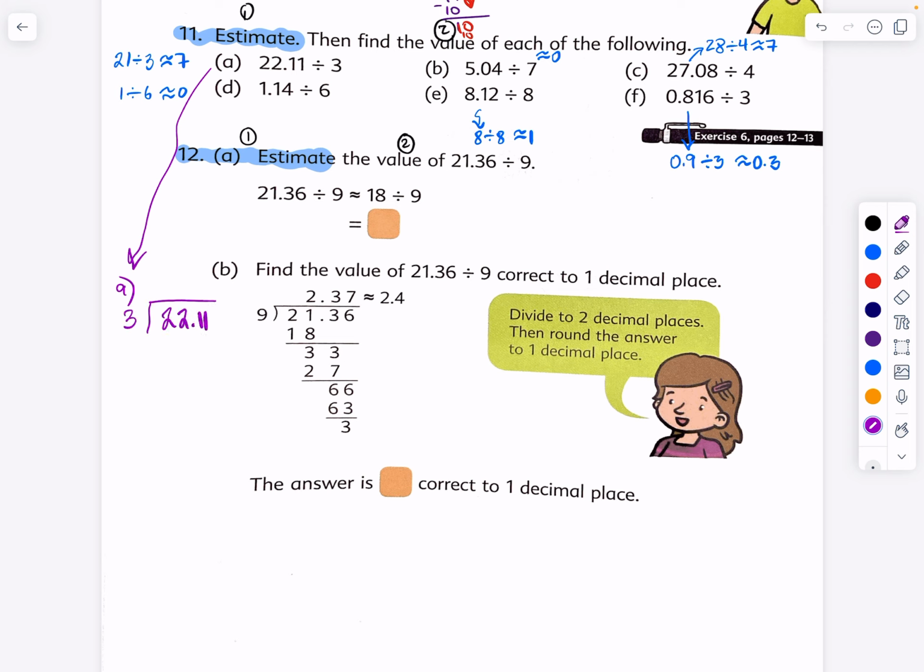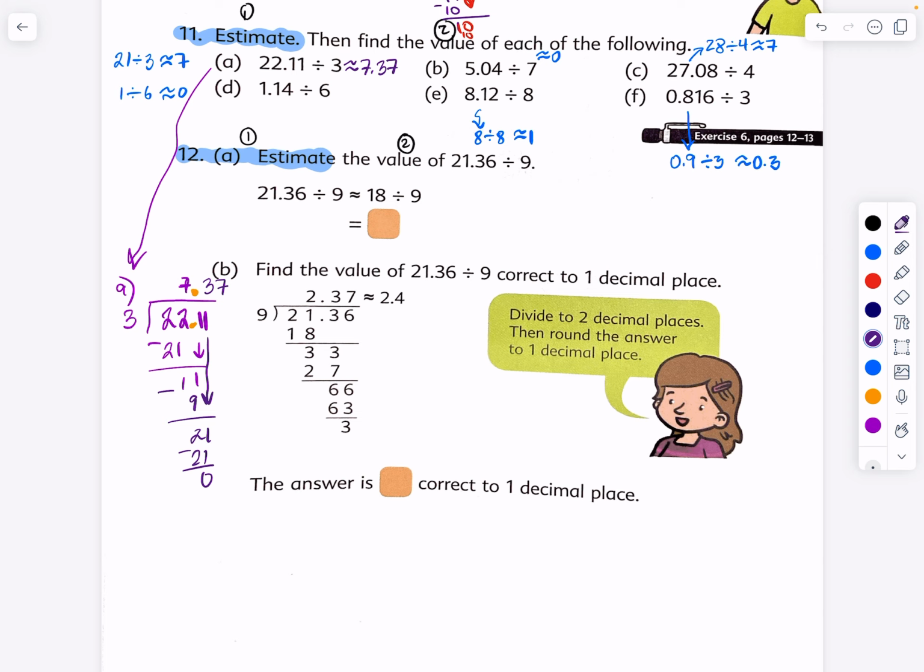22.11 divided by 3. 3 goes into 22 7 times. 3 times 7 is 21. Remainder is 1. Bring 1 down. Notice we're crossing the border of the decimal point. Let's put it into our quotient and continue. 3 goes into 11 about 3 times, right? 3 times 3 is 9. Remainder is 2. And again, we bring another 1 down. 3 goes into 21 7 times. 3 times 7, 21. Remainder is 0. So the actual quotient for example A is 7.37. I hope this is starting to make sense to you.